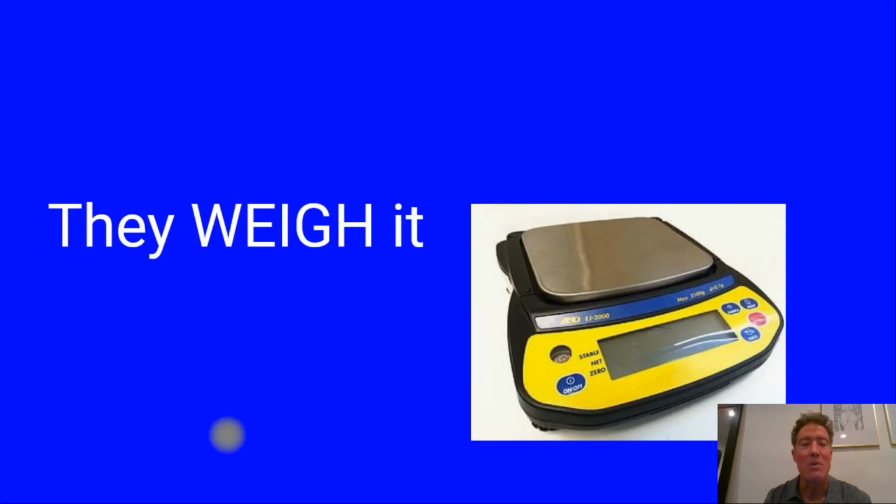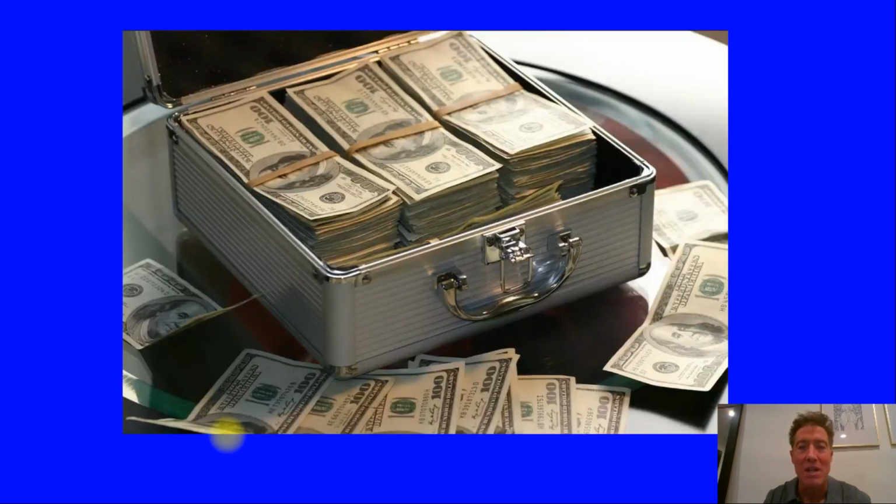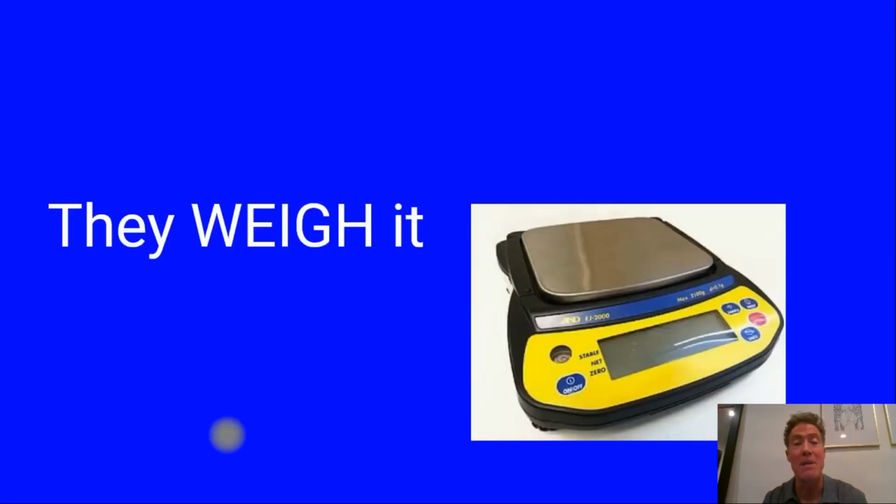So how do the criminals count all this cash? Well, they don't have time to count each and every dollar bill. They're in a warehouse. It's late at night. They're short on time. The cops might be coming. They weigh it.